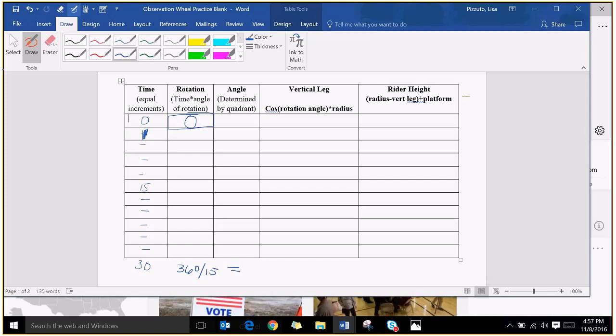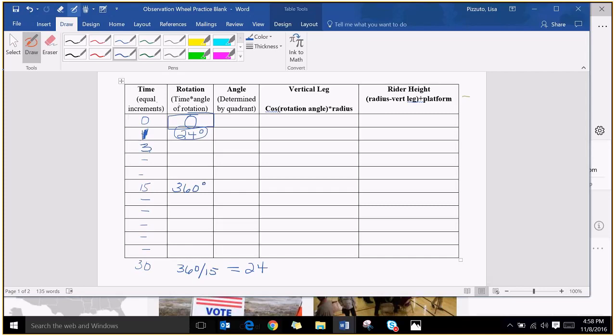24. So in 1 minute, you're going to go 24 degrees. Does that make sense? Yes. So then how would I do 2 minutes or like 15 minutes? You would take the time times the angle of rotation. So if in 1 minute you go 24 degrees, how many degrees would you go in 3 minutes? And we know that in 15 minutes you're going to go 360 degrees.